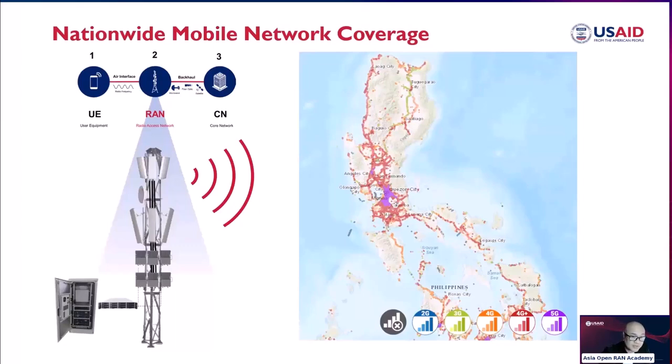The placement of radio access network also affects the overall network performance. As you can see, we need to put a lot of cell sites in different parts of the Philippines, for example, just to provide seamless coverage and mobility. So we need to be strategic in placing this radio access network. Now let's see the mobile network coverage. We need to put different radio access network in different places.